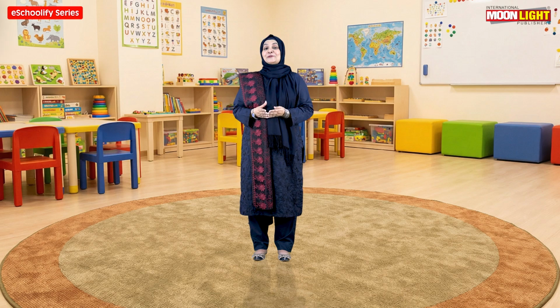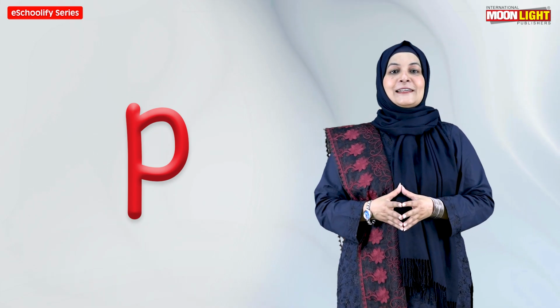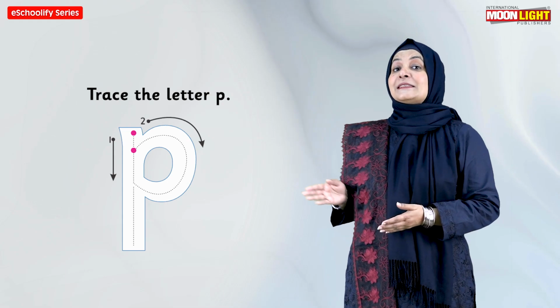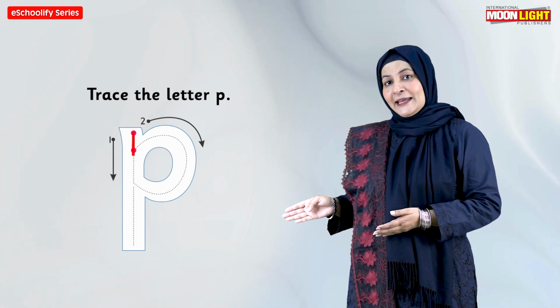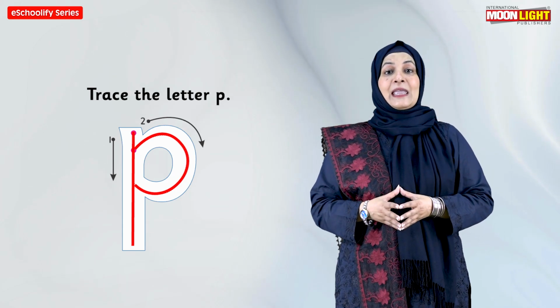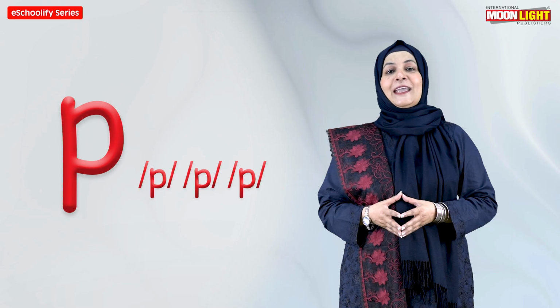We are going to do lowercase letter P, its formation, its sound and vocabulary words. Let's start. Start from the second line, come straight down, make a semicircle. It will make a small p. The letter name is P. The sound of P is P.